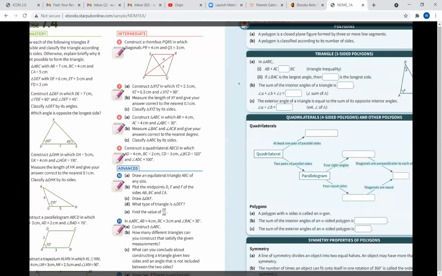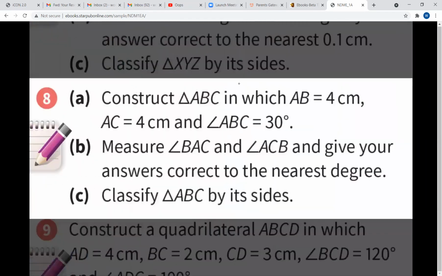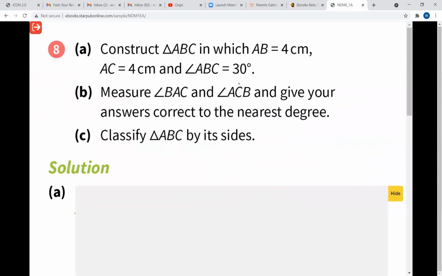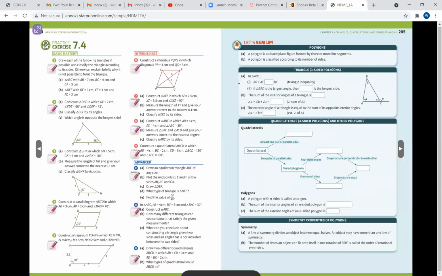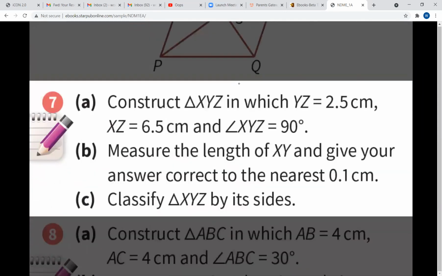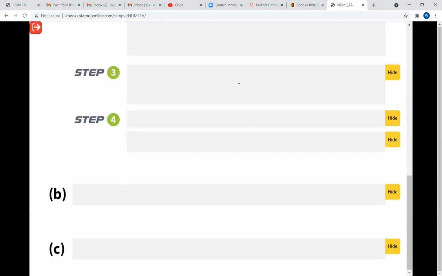Another triangle. This time it is a triangle with 30 degrees. The previous one was a right angle triangle. Classify XYZ by side. So then what would your answer be?